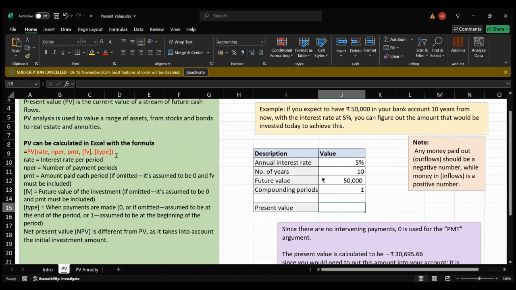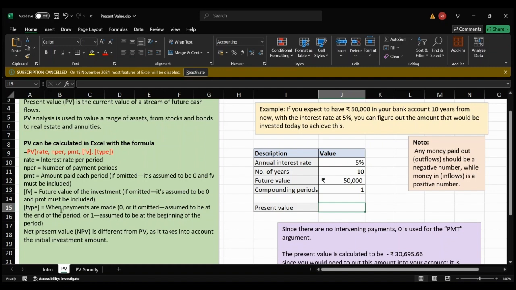FV and type. Rate means interest rate per period. NPER is the number of payment periods. PMT is the amount paid each period. So here, PMT, if omitted, is assumed to be 0 and FV must be included. FV is the future value of the investment. If FV is omitted, it is assumed to be 0 and PMT must be included.